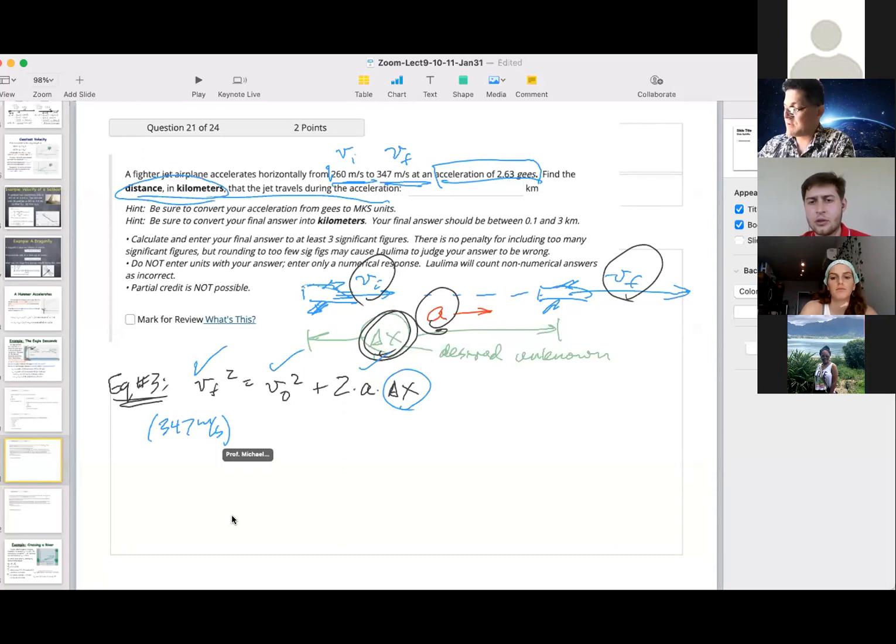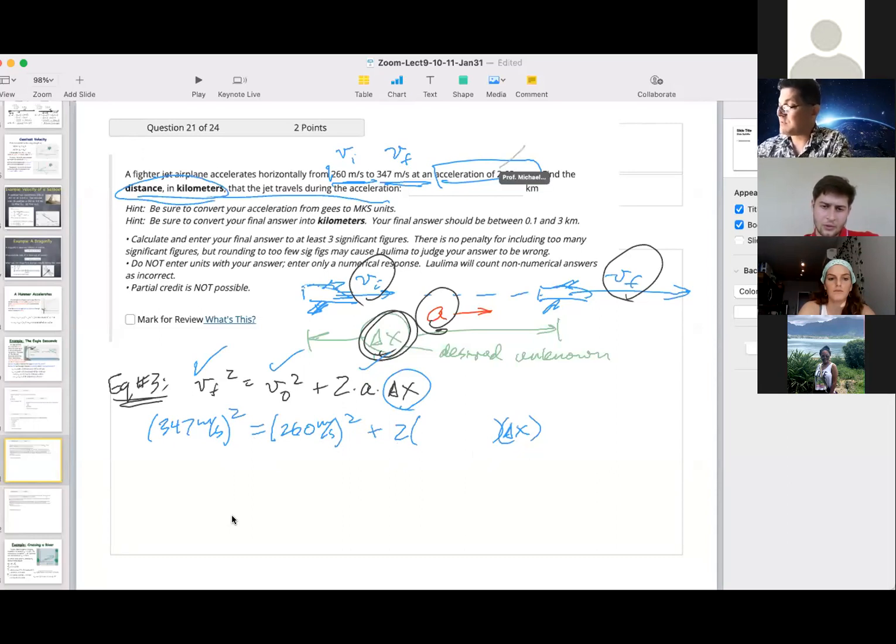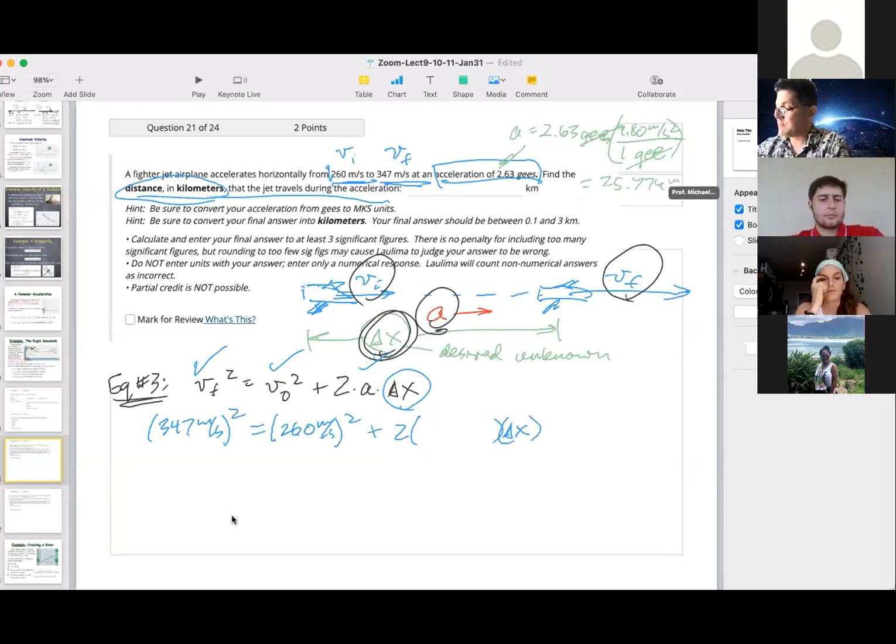347 meters per second squared. Notice how I'm going to carry all my units in the calculation, which is good practice. That way I can watch them cancel as needed. Now the acceleration, unfortunately, is given in odd units, so I need to convert this. 2.63 Gs. And remember how a G is 9.8 meters per second squared. Okay, so that is 25.774 meters per second squared.